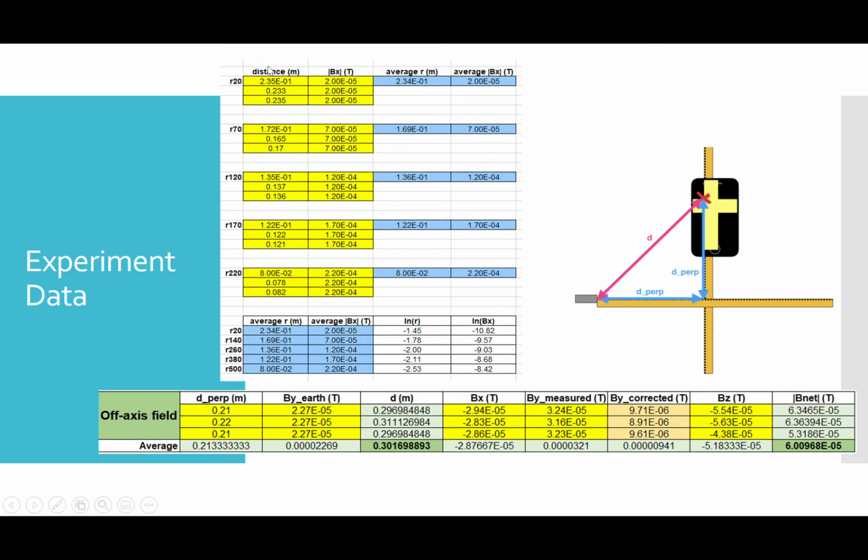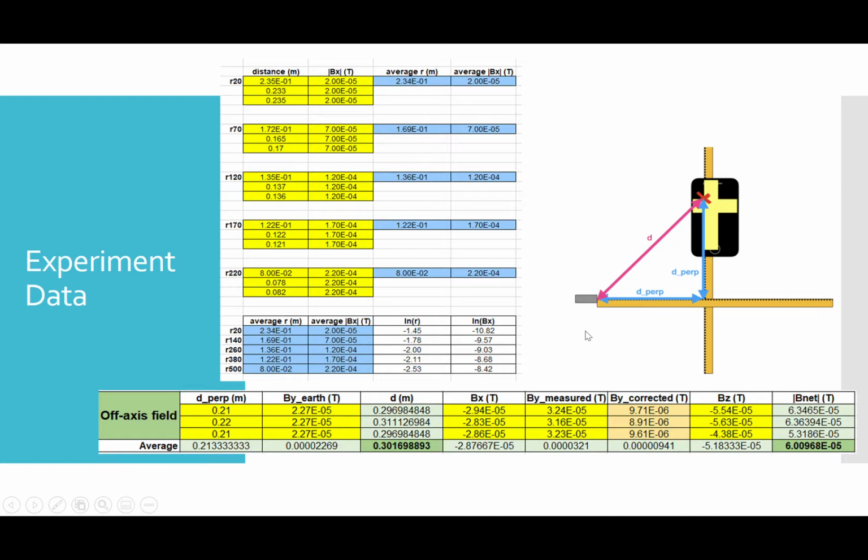As you can see here, this is the distance at which the x component of the magnetic field was 20 microteslas. This is the same for 70, 120, 170, and 220 microteslas. For the off-axis field, my d perpendicular was the distance when my net magnetic field had a magnitude of 100 microteslas. These Bx, By measured, and Bz components were found by placing my smartphone sensor d perpendicular distance away from the magnet in both the x and y directions.